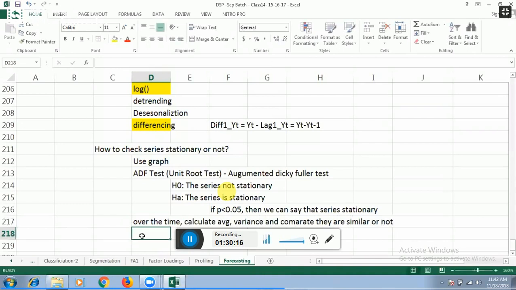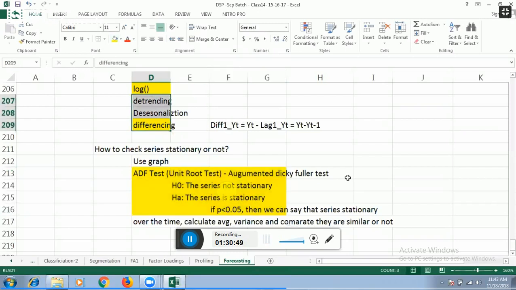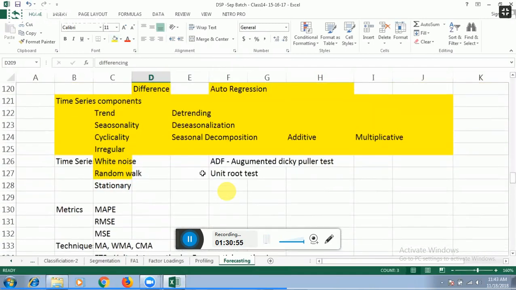If you have monthly data, maybe every 3 months you can calculate the averages and see whether the averages are similar or not. Like this, you may think about different approaches. Of course, most commonly we use the test. By looking at the graph also you can say, but most commonly this test helps you determine whether the series is stationary or not. If the series is not stationary, you can use one of the above methods and convert it. Clear? So now you are clear with the term stationarity, the ADF unit root test, and all of these things.